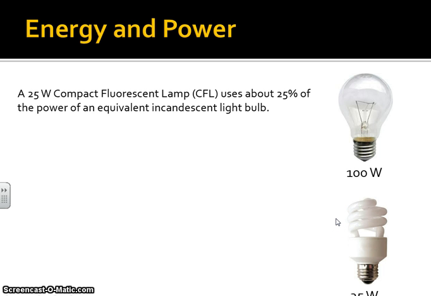So let's think about what this means. You have your 25 watt CFL versus a 100 watt incandescent. These actually put out the same amount of light, but a CFL uses about 25% of the power of an equivalent incandescent light bulb. So we know it's wattage, right? 25 watts, 100 watts. Those are power ratings.